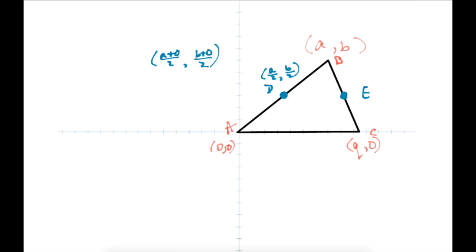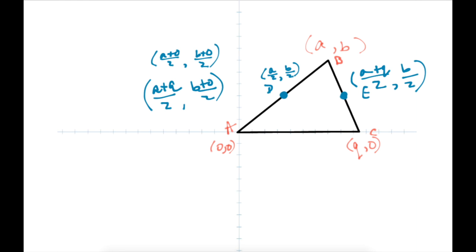And for E, we do the same thing, only we get (A plus Q) over 2 and (B plus 0) over 2, which gives us E as ((A plus Q) over 2, B over 2). Now, first of all, we can say that DE is parallel. You could use your slope rules if you want. We know the slope of this side is 0 because all horizontal lines are 0. So AC has a slope of 0.